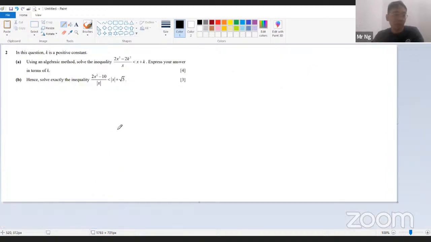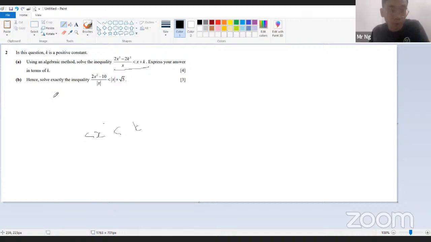Okay, so using an algebraic method, solve this thing. You are trying to find the range of values of x, so your answer is roughly like that, in terms of k. We are not using the discriminant because the discriminant will reduce the number of fractions. Also, this one we didn't start with an equation, we started with an inequality. So just treat k as a number, just solve like a number like you will normally do.